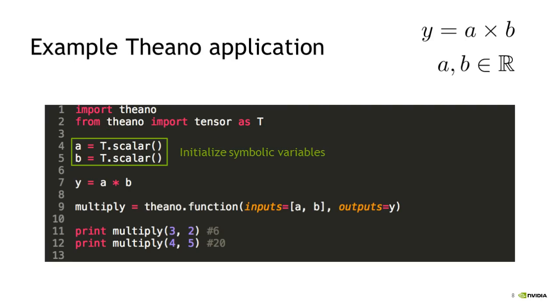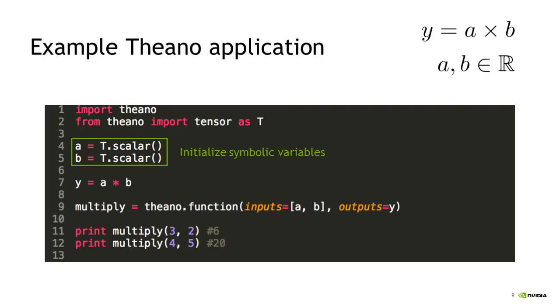We then initialize symbolic variables. So if you were writing a Python program normally, you might see a equals and then some numeric value. In this case, all we're doing is telling Theano that a is going to be a scalar, so a real number, and b is going to be a scalar. You can also define your symbolic variables to be vectors or matrices, as we showed before, or actually even much higher dimensional tensors, and I'll come on to that shortly.